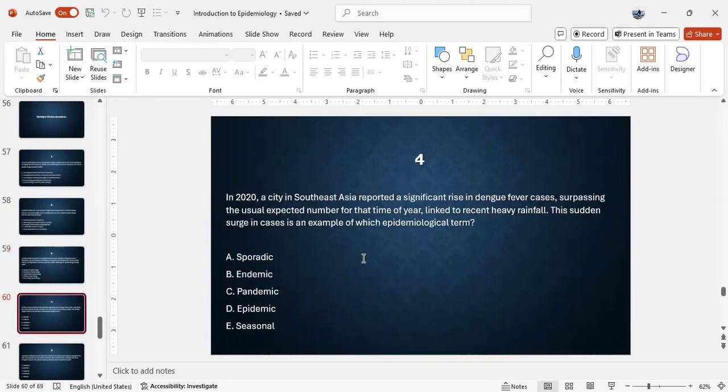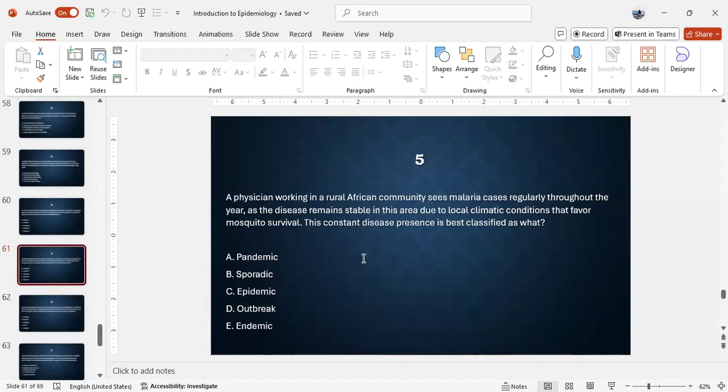In 2020, a city in Southeast Asia reported a significant rise in dengue fever cases, surpassing the usual expected number for that time of year, linked to recent heavy rainfall. This sudden surge in cases is an example of which epidemiological term? A. Sporadic. B. Endemic. C. Pandemic. D. Epidemic. E. Seasonal. D. Yes, the correct answer is delta, epidemic.